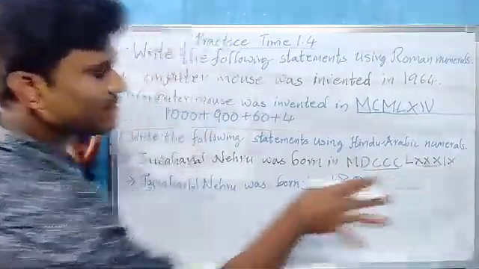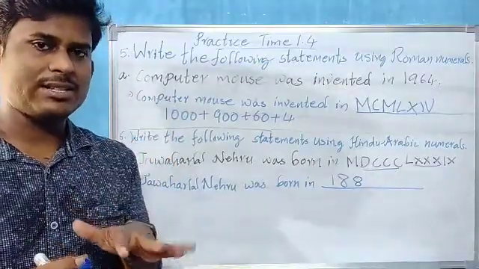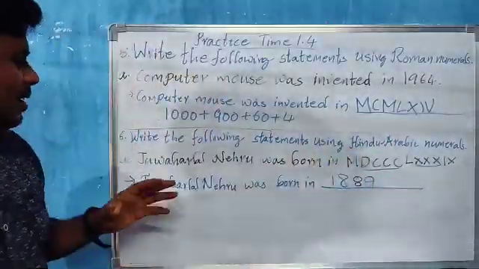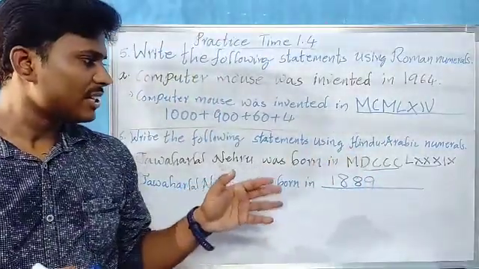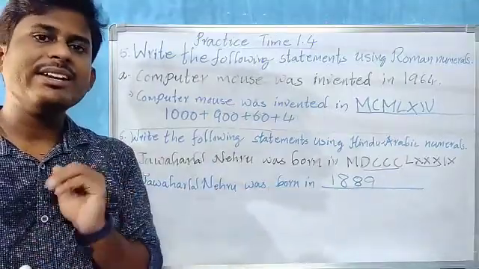Last, children, IX we have. IX means what, children? X minus I, that is the meaning. So 10 minus 1, that is 9, children. So Jawaharlal Nehru was born in 1889. In the year, we read, in the year 1889.